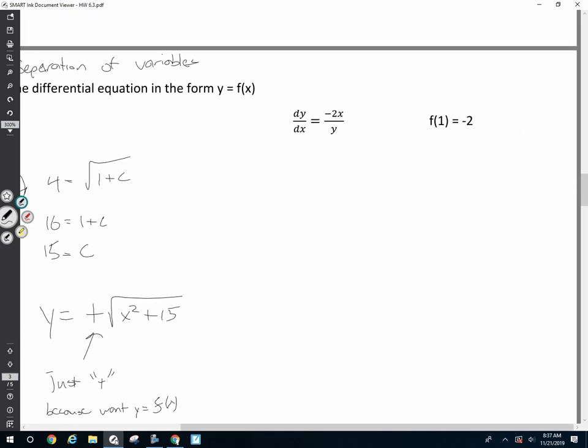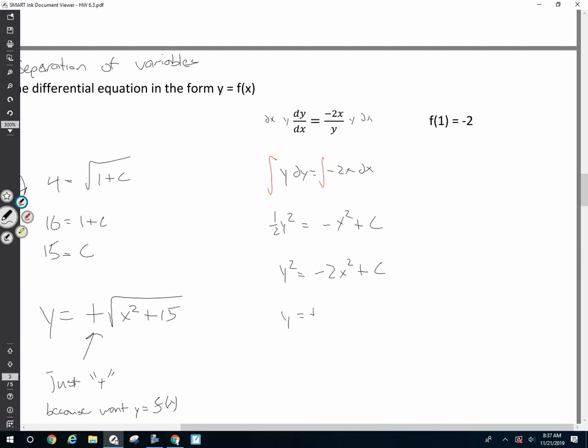Let's try this one. Again, we need to separate our variables. I can multiply by y, move it onto that side, multiply by dx, move it to that side. I get y dy equals negative 2x dx. Take the antiderivative of both sides. I get 1/2 y squared equals negative x squared plus c. Multiply by 2, y squared equals negative 2x squared plus c. I don't have to multiply it by c there.